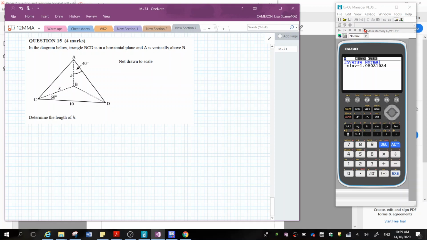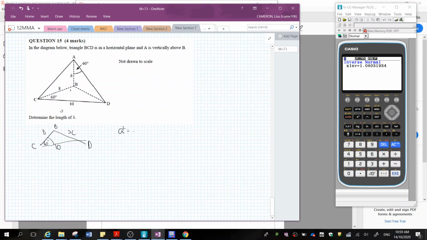So if I think about what I've got in my diagram, I've got triangle from C to B to D, because I need two pieces of information on this triangle to be able to solve it. So C to B to D. Okay, 60 degrees, 8, 10. Okay, so we want to find this other side here. Now I have one angle and three sides, which means I'm using the cosine rule.